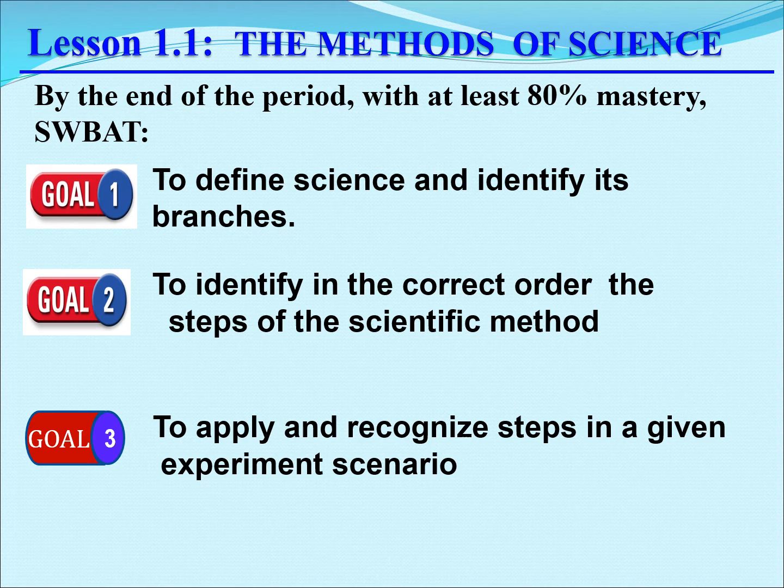Lesson 1.1, The Methods of Science. By the end of the period, with at least 80% mastery, students will be able to define science and identify its branches, identify in the correct order the steps of the scientific method, and apply and recognize steps in a given experiment scenario.